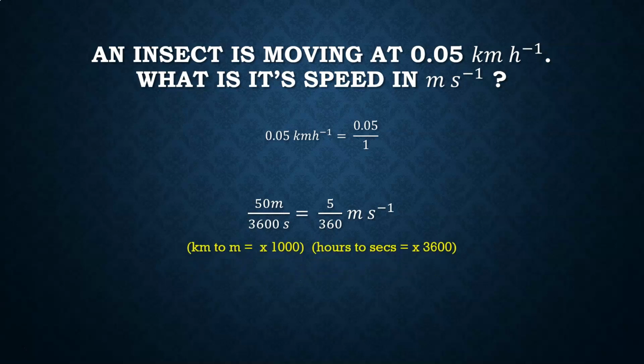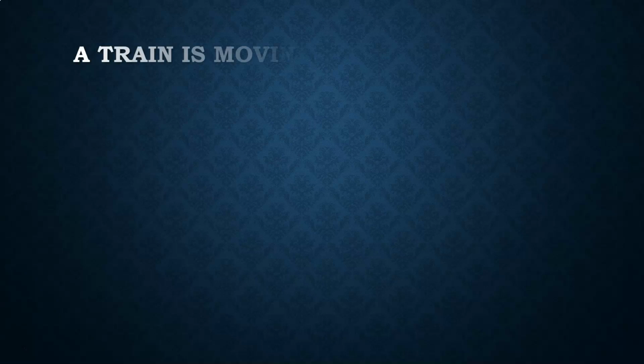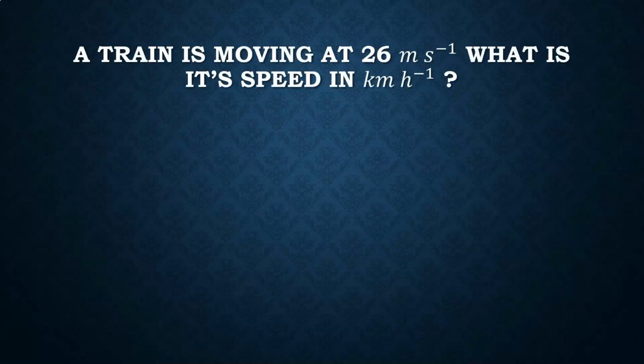This is just reminding you that kilometers to meters, you multiply by 1,000, and hours to seconds, you multiply by 3,600. Once we do that calculation, 5 divided by 360, we get 0.0138 meters per second. So our insect moves at 0.138 meters per second. I might need that double checked. Someone who's got a calculator with them, please. I think I may not have done an adjustment there.